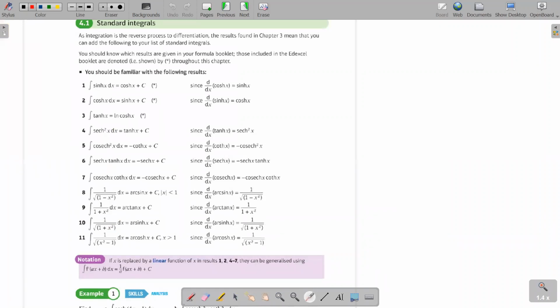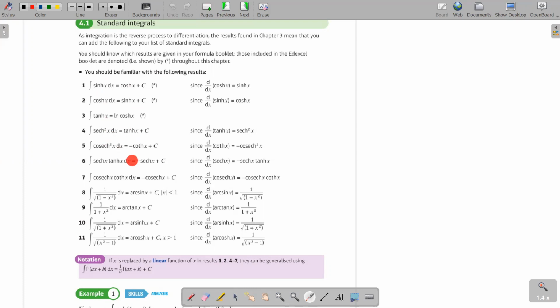So the integration of sin x is cos x. Basically, integration is the reverse of differentiation. We did a few differentiations in the previous chapter, right? So this is basically the reverse. Sin x integration is cos x, and don't forget the plus c, the integration constant, and the cos x integration is sin x. Tan x integration is ln cos x.